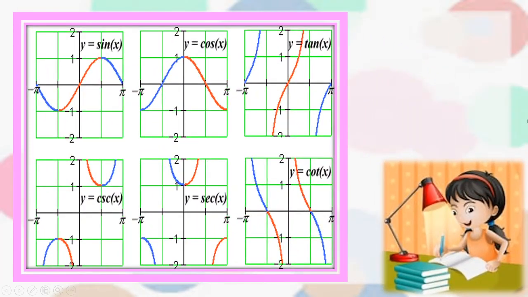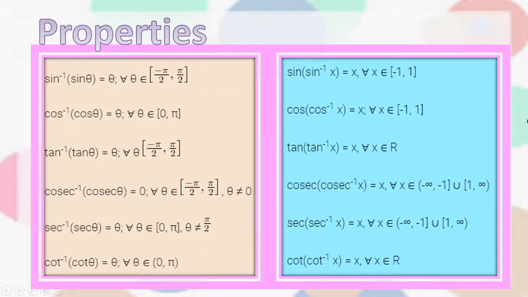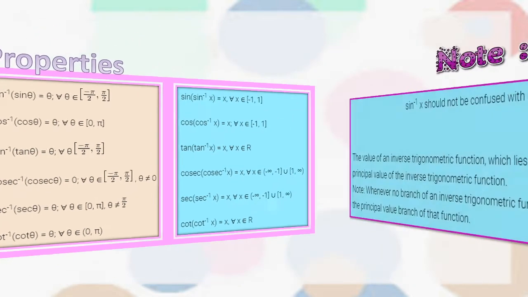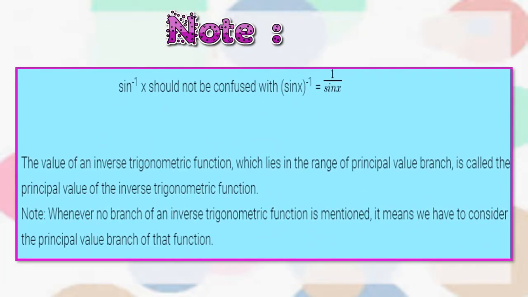These are the graphs, and these are a few properties of inverse trigonometric functions that we have already learned and used while solving the questions, but they are only valid when they are in their specific domains. Now another thing, sine inverse x should not be confused with (sine x) whole power minus 1, because this thing is equal to 1 upon sine x.